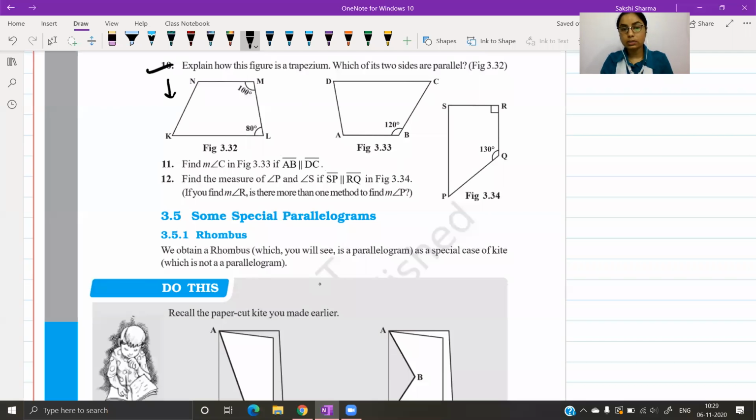You have a quadrilateral KLMN. You can see two of its angles are marked here, 80 degrees and 100 degrees. You have to explain how this figure is a trapezium. So trapezium is a quadrilateral in which one pair of opposite sides is parallel. This is what we will prove, and later they are also asking you to write down which two sides are parallel.